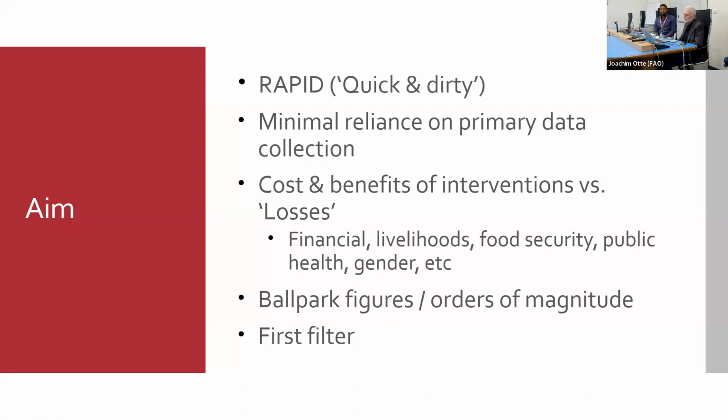To be rapid, we have to have minimal reliance on primary data collection, because that usually takes a lot of time. We want to be able to look at costs and benefits of interventions and not just what the losses are. There are so many loss assessments, but what is really important is what can you do, what does it cost, and what do you get back? And we want to be able to scan a range of outcomes. So one is financial, livelihoods, food security. So not just look at financial outcomes, but go a bit beyond those.